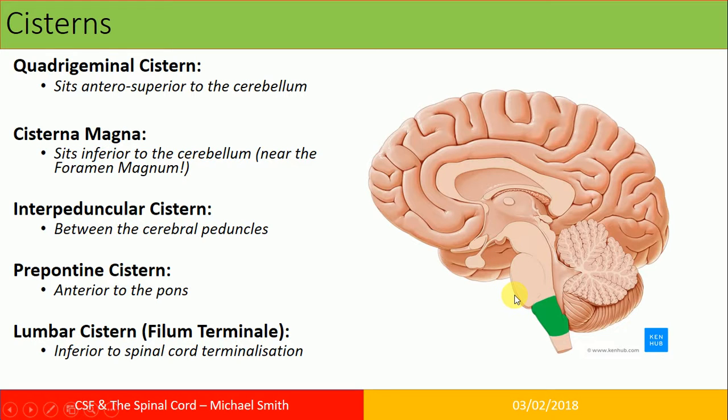And finally, we have our lumbar cistern, and this is inferior to the terminalization of our spinal cord. And this means that we have a large area of CSF below our spinal cord, and this is where we try and access when we do a lumbar puncture.